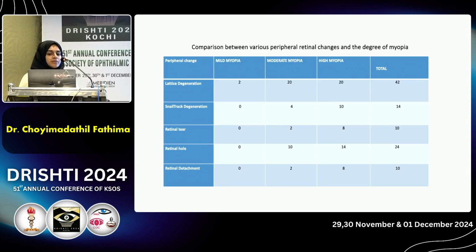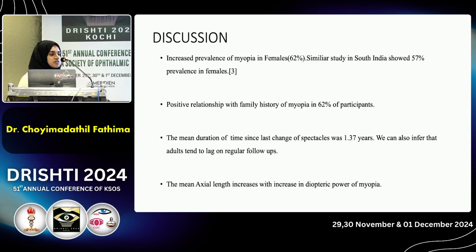When we compare the peripheral retinal changes, lattice degeneration was commonly seen in the moderate and high myopia group almost equally, and other degenerations like snail track, retinal tear, retinal hole, and retinal detachment were more in the high myopia group. Coming to discussion, increased prevalence of myopia was found in females, around 62% in the study, and a similar study in South India showed a 57% prevalence of myopia in females.